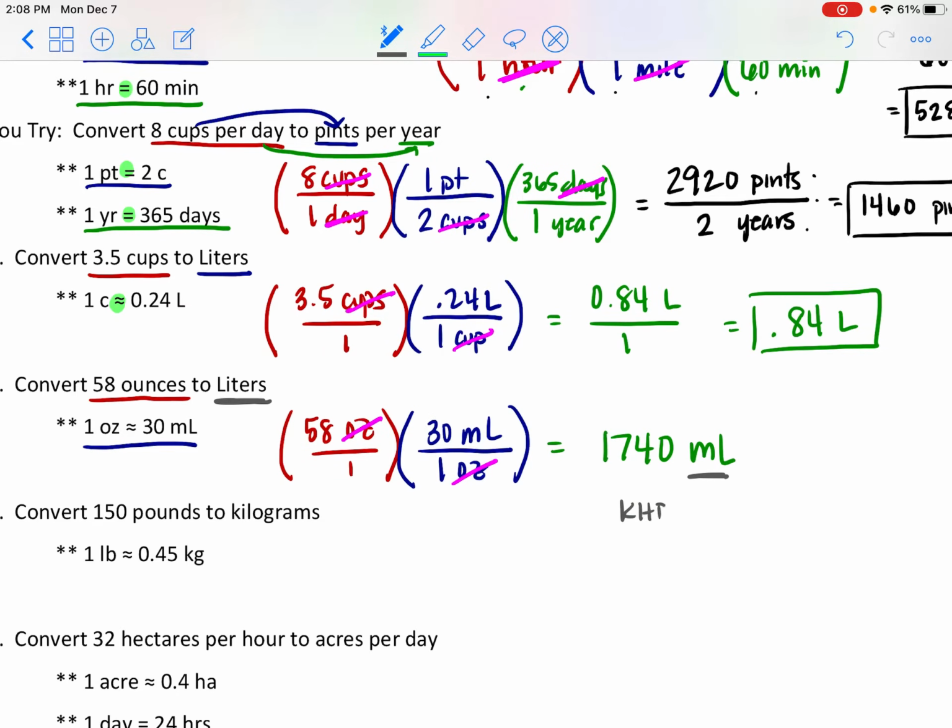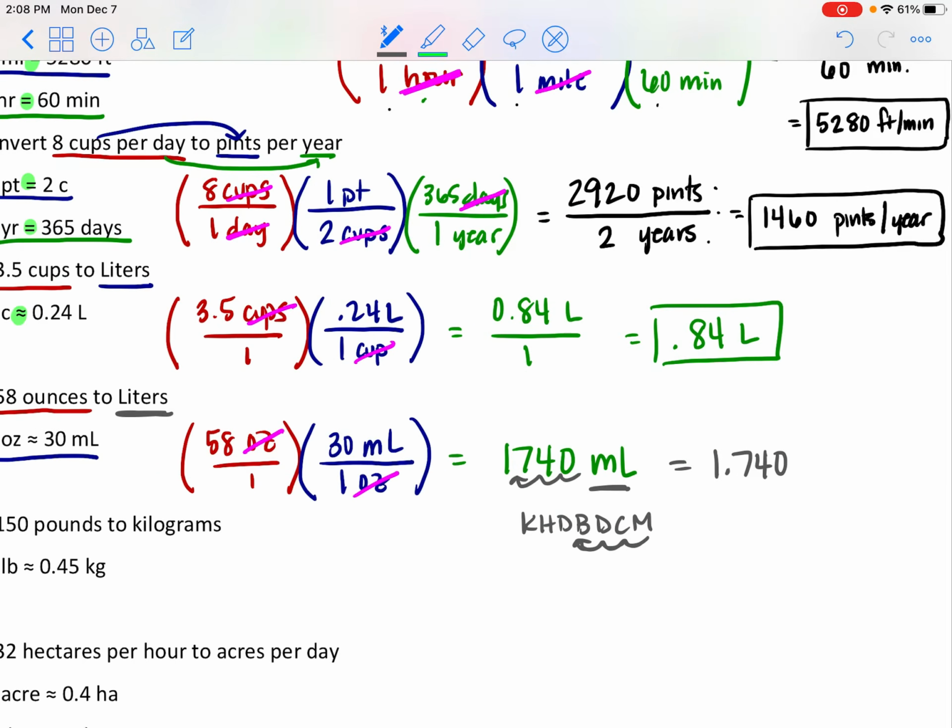King Henry died by drinking chocolate milk. If I want to go from milliliters to the base liters, I've got to move my decimal 1, 2, 3 times. So if I move my decimal 1, 2, 3 times, then this is really going to be 1.740 liters. So a move of the decimal if we have to convert within the metric system. Okay?